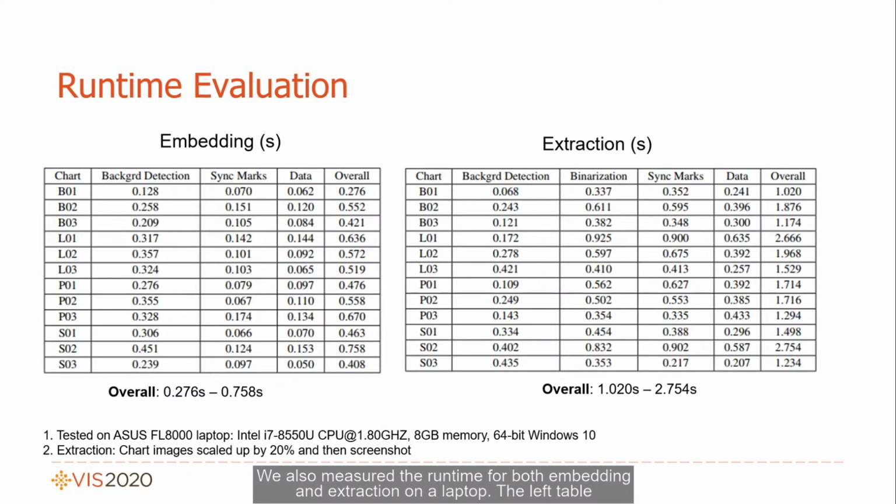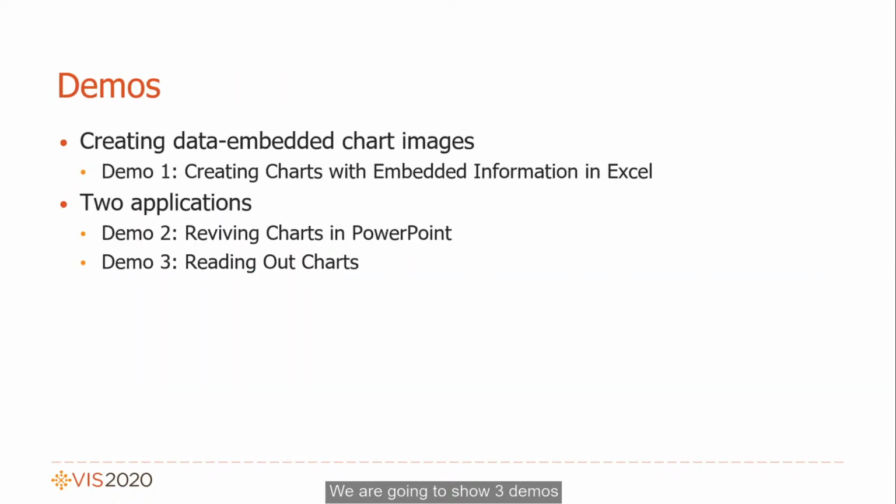We also measured runtime for both embedding and interaction on a laptop. The left table shows the embedding runtime and the right table shows the interaction runtime, including each major module and their role. We can see that the overall runtime ranges from 0.3 to 0.8 seconds for embedding and 1 to 2.7 seconds for interaction. We're going to show 3 demos.